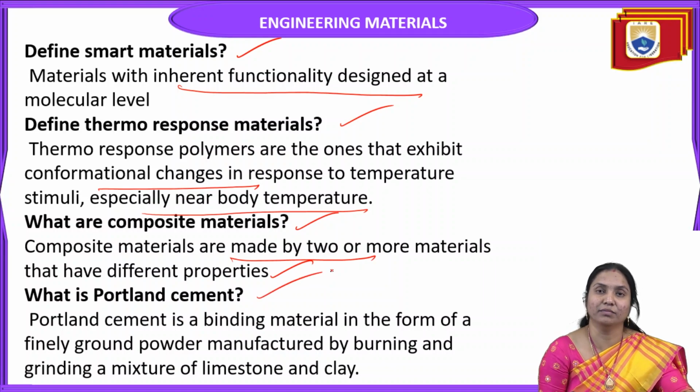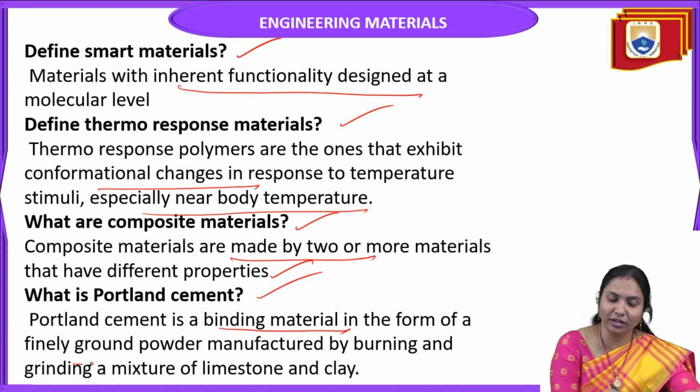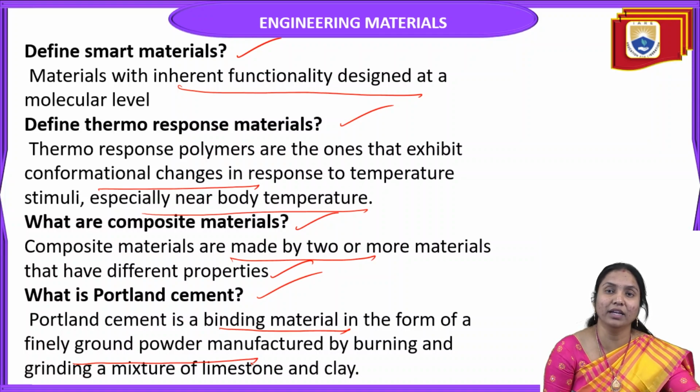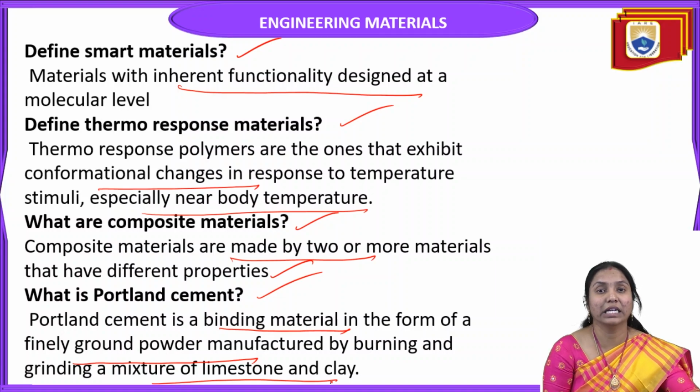What is Portland cement? Generally, cement was introduced by Portland. That's why this cement is called Portland cement, similar to Portland stone. Portland cement is a binding material in the form of a finely ground powder, manufactured by burning and grinding a mixture of limestone and clay. Its characteristics are similar to Portland stone. That's why the cement is called Portland cement.